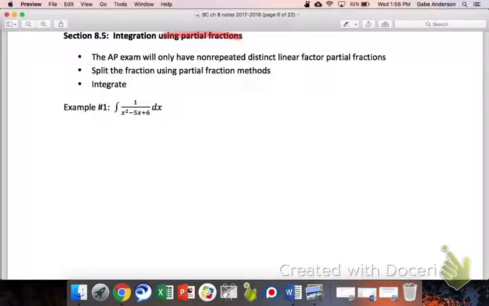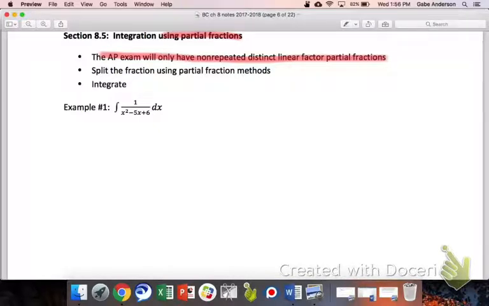But the good news is this. The AP exam will only use non-repeated, distinct, linear factor partial fractions. Also known as the easiest conceivable partial fractions. They do not get any easier than this. No irreducible quadratics and all that stuff. Repeated linears, repeated quadratics, nothing like that. So we're just going to keep it simple. Is that okay? You guys are all okay with keeping it sort of simple?